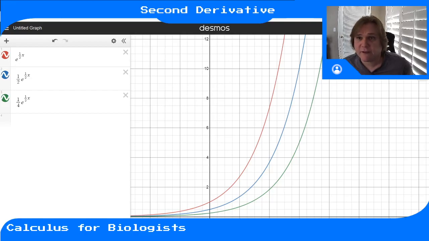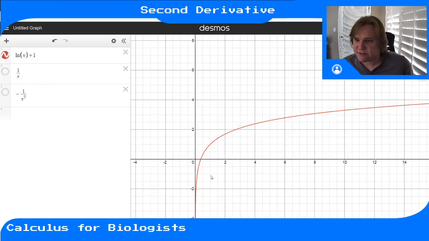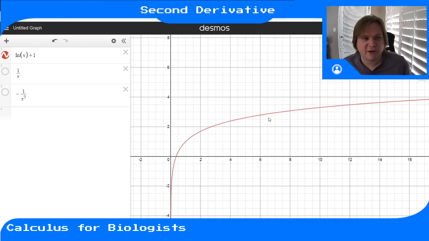On the other hand, if we look at natural log of x plus 1, this was the other function that we said was also an increasing function, but it's different. It's increasing quickly here, and then the rate of increase seems to slow. It slopes off like that. And you can see that this is concave down. It's a bowl shape in the other direction. Whereas the e was pointing upwards, this one's pointing downwards, okay?